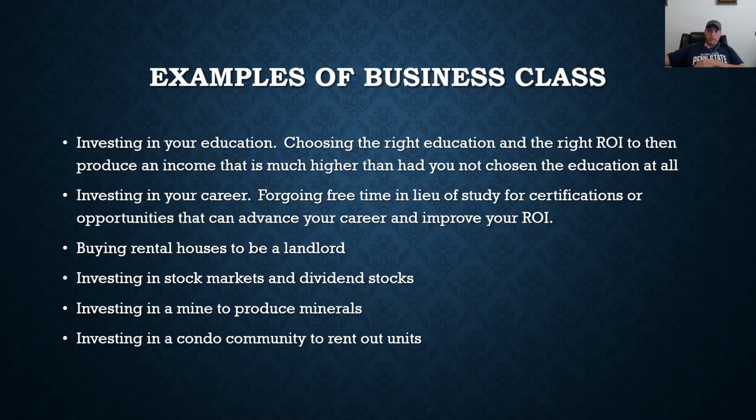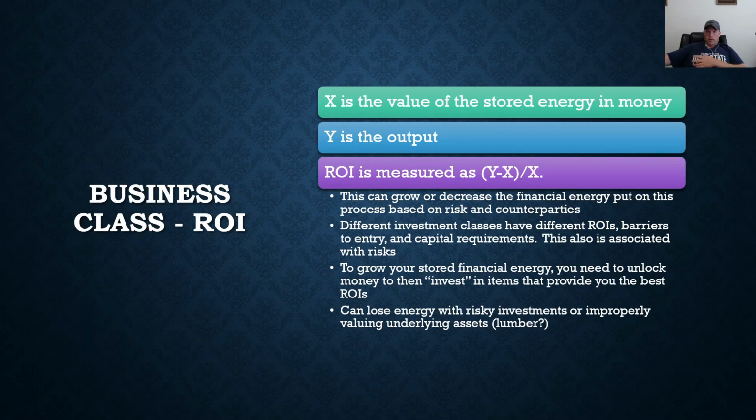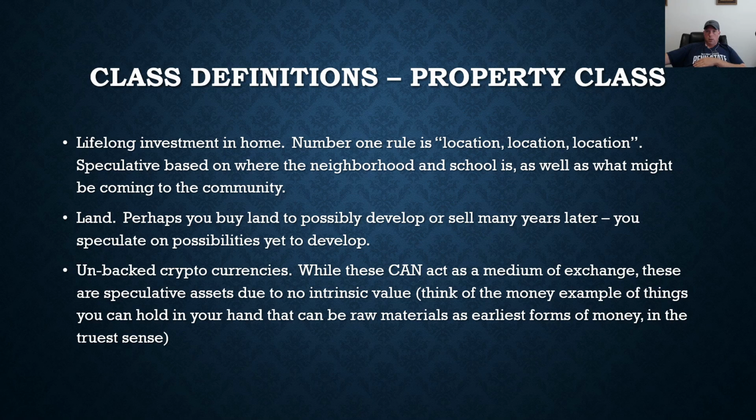Investing in stock markets and dividend stocks, investing in a mine to produce minerals. I make mention of this because I like my miners. Also, maybe investing in a condo community with a group of people to rent out units. So these are all types of things that you get the return on investment. And here I'm just making mention of what your ROI is measured as. Basically, your Y is your output. You take your output, you subtract your input, and then you divide it by your input, and you'll get your basic ROI here. So maybe in order to build a mine, you want to make sure that you have a 50% return on investment, so to speak.